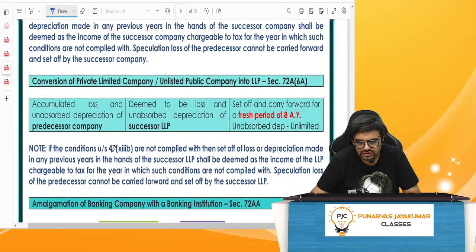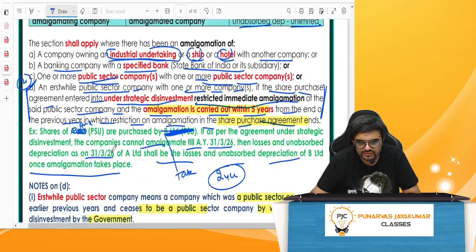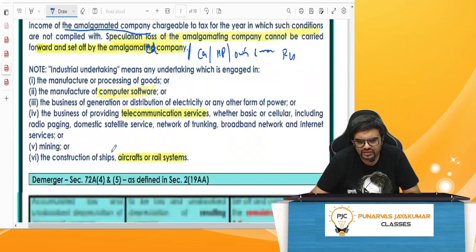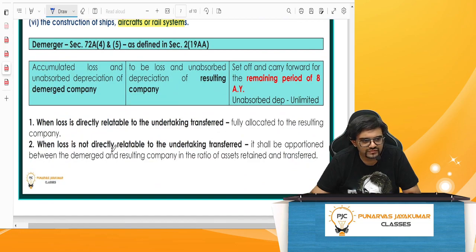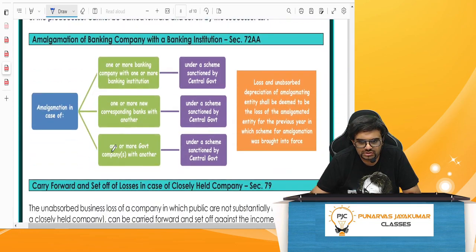So come to this in the set off and carry forward. See, set off and carry forward, we have done this part because it was linked to amalgamation. Then we are doing 72A4, we'll do it after demerger. Here, 72AA.